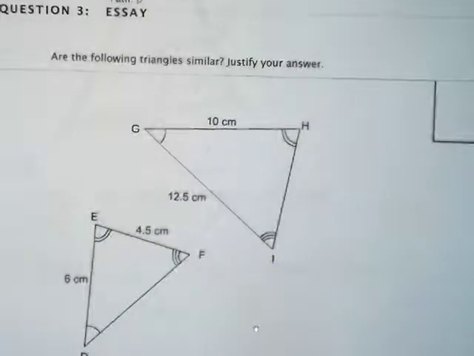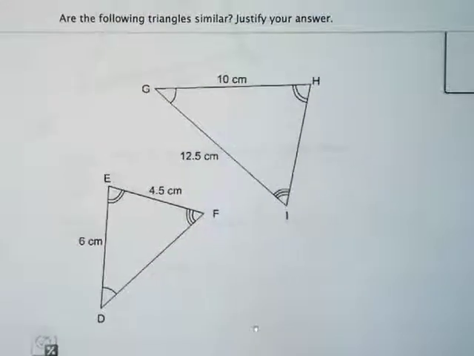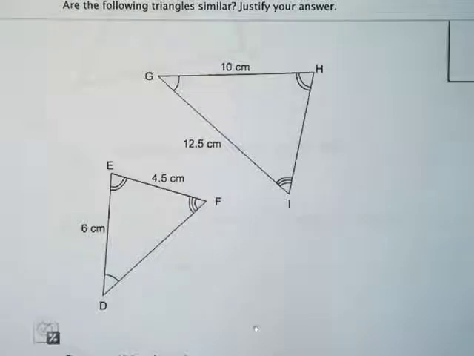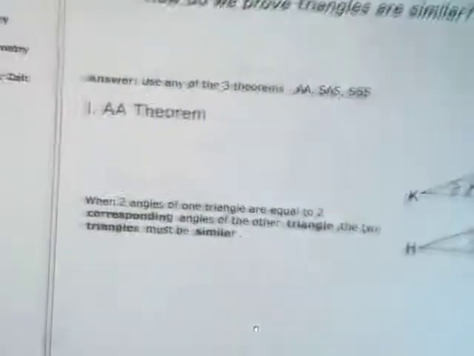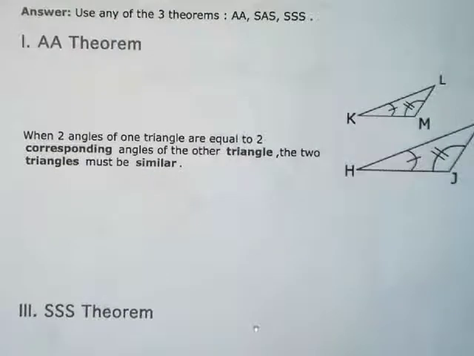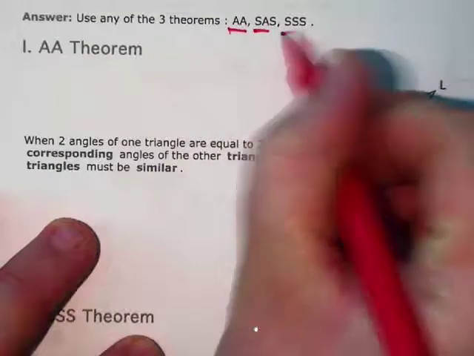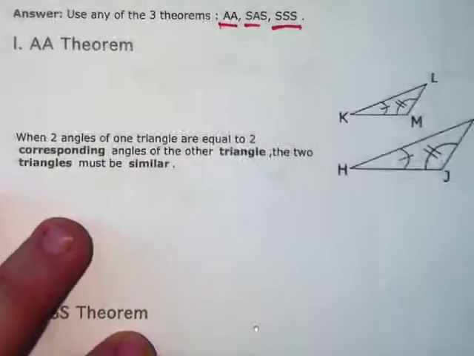Are these triangles similar? Well, the answer is yes, they are. And that comes from the second part of what you asked about, which is the postulates. How do you prove that triangles are similar? One of the first ones is the AA theorem. There are 3 theorems: AA, SAS, and SSS. Those are the 3 that you need to use.